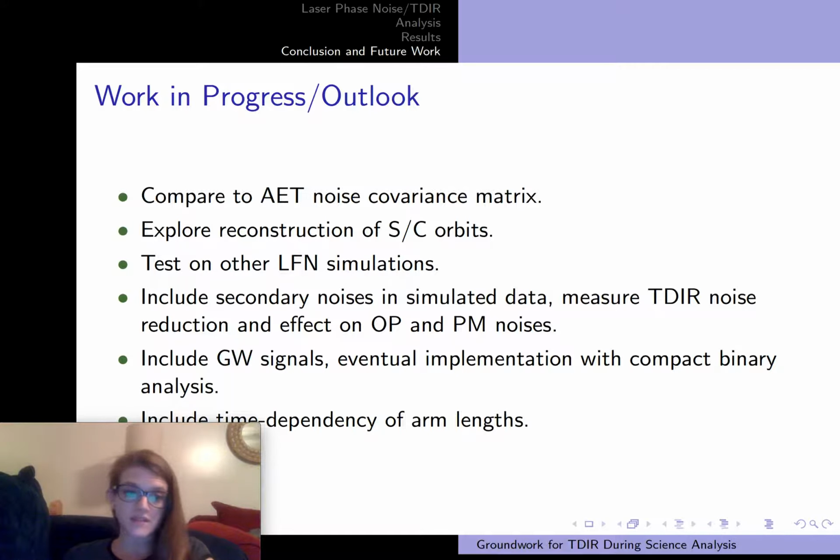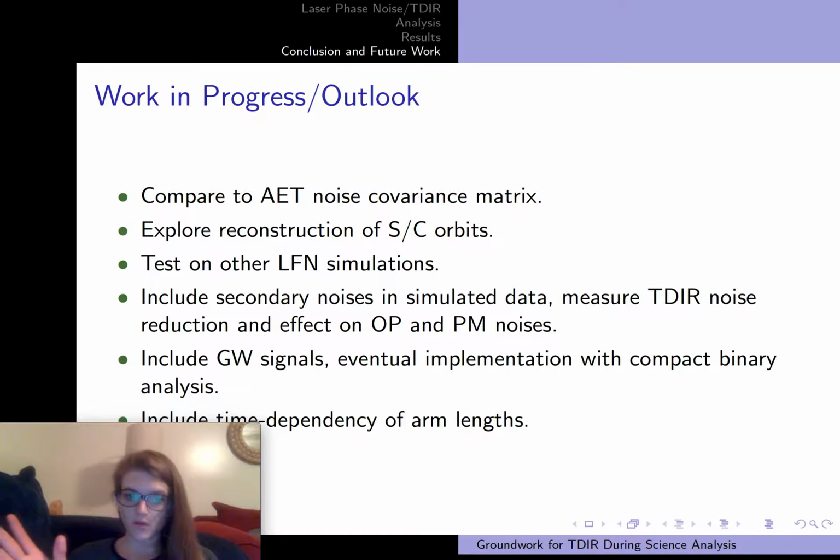I think it would be interesting to test on other laser frequency noise simulations. And then I'm also currently working on including secondary noise levels in the simulated data to measure how that changes the cancellation of laser frequency noise and to what effect this process has on the secondary noises.